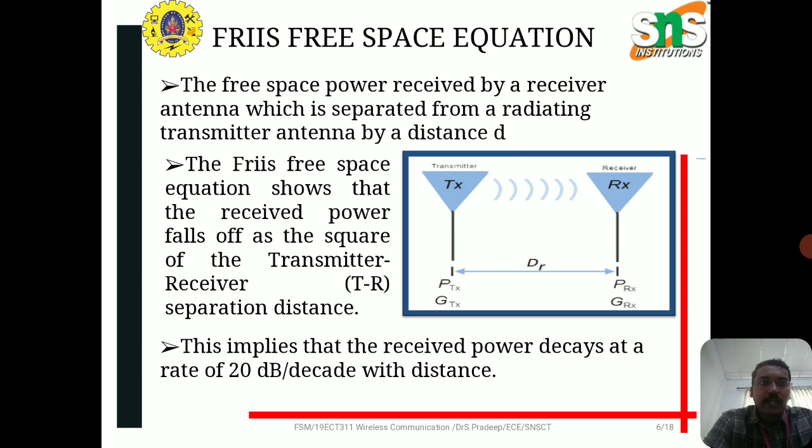Free space equation. The free space power received by a receiver antenna which is separated from a radiating transmitter antenna by a distance d. The free space equation shows that the received power falls off as the square of the transmitter-receiver separation distance. This implies that the received power decays at a rate of 20 dB per decade with distance.